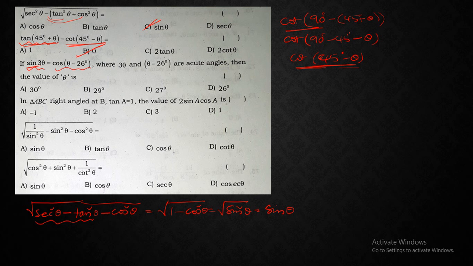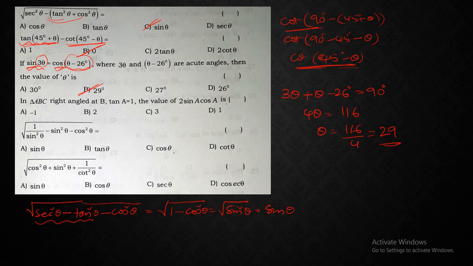Here sin and cos are complement to each other. So when they are complement to each other, simply what we can do is add these two angles and make it equal to 90 degrees. So 3 theta plus theta minus 26 is equal to 90 degrees. From this, 4 theta is equal to 90 plus 26, so 116. So from this theta is equal to 116 by 4. So 4 2's are 8, 4 9's are 36. So theta is equal to 29 degrees.